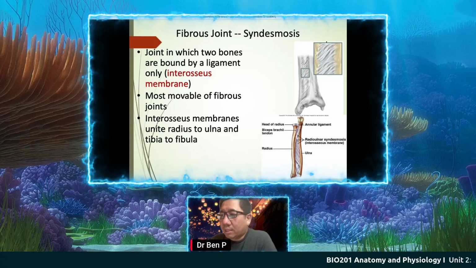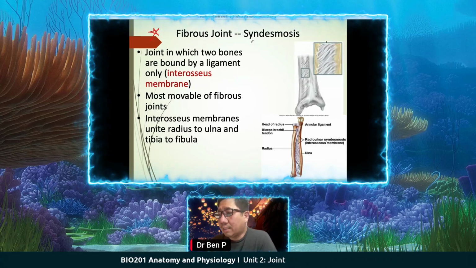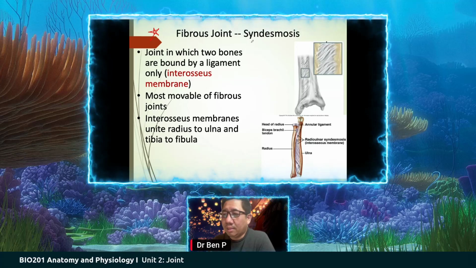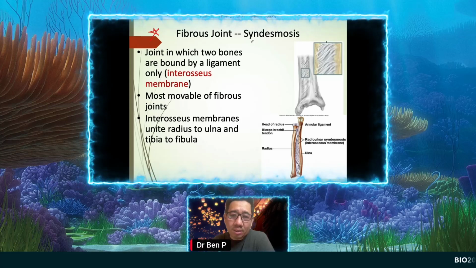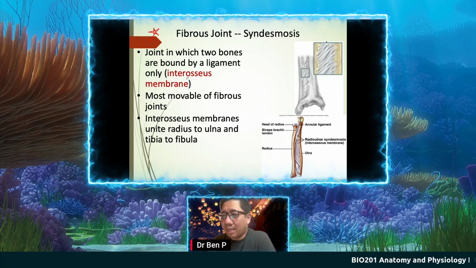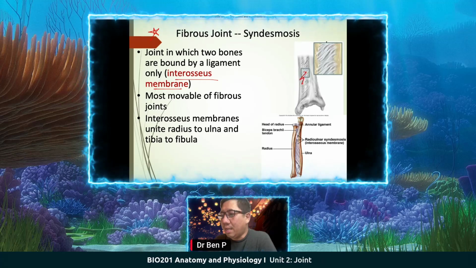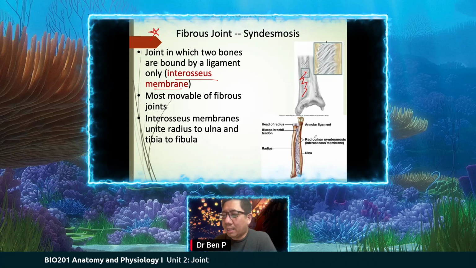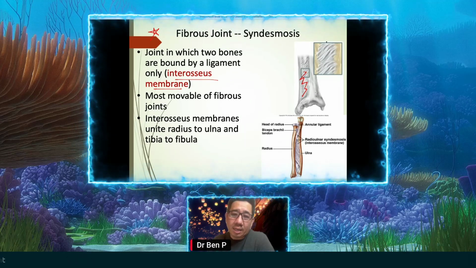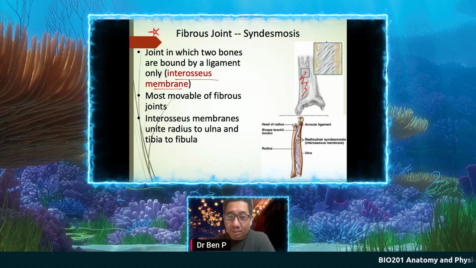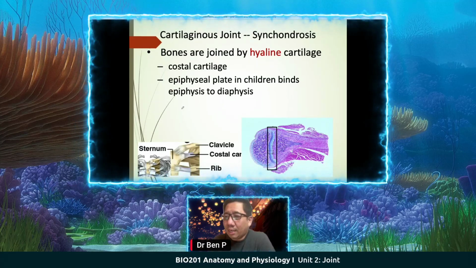And the last fibrous type joint, you definitely need to know this one. You will see this on your test. This is called syndesmosis. Two bones are bound together with a fibrous ligament, called the interosseous membrane. You have these ligaments in the middle, between your radius and ulna. The interosseous membrane helps bind the two together. You might want to know that for your test.